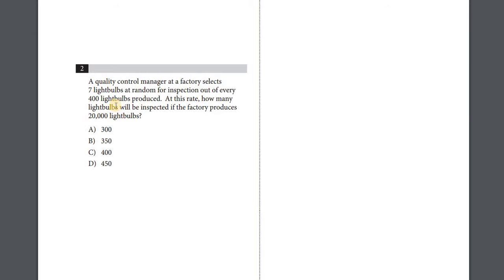Just looking at this question, if you look at produced 400 and produced 20,000, that's a factor of 50. So for inspection of 7, you multiply that by 50 and you get 350. But that's something that you can look at from this question. But not to digress, let me go to solutions. First, let's look at College Board solutions, and then let's look at my solutions.